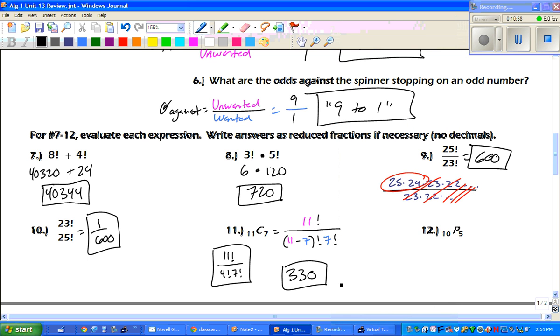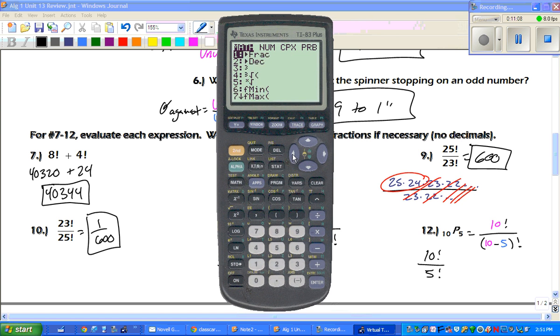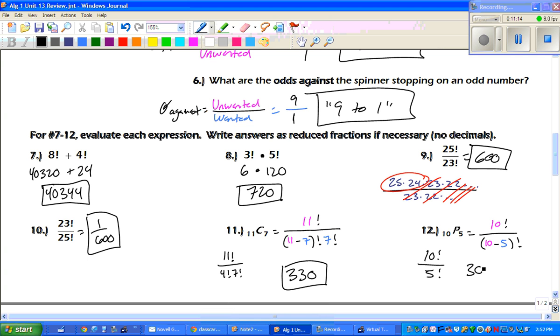Okay, now, it's the same with the permutation, where the 10 goes on top, and you need to do the 10 minus 5, where you would get the 10, 5, okay? We want to see that step right there, okay? That's showing your work, and then you can get your answer by going 10, P, 5, which is 30,240, okay?